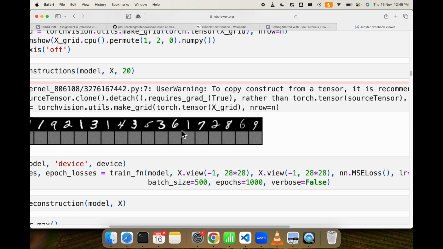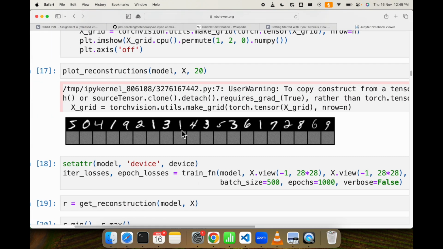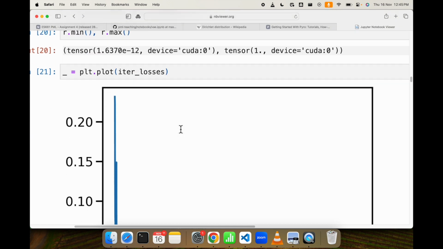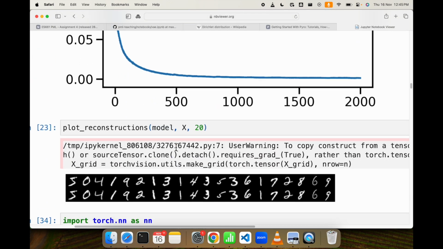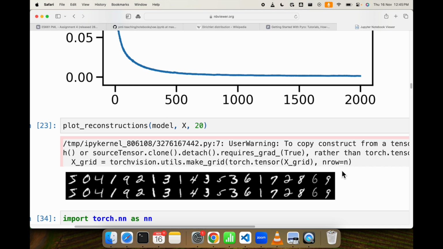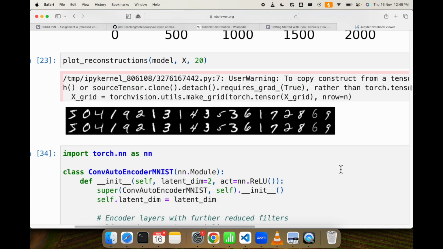Right, so these are the images that I had with the untrained model. If I now train my model, you can see that the loss will go down as expected. And these are my reconstructions. Do they look impressive? Right? You were able to do quite a good job here.